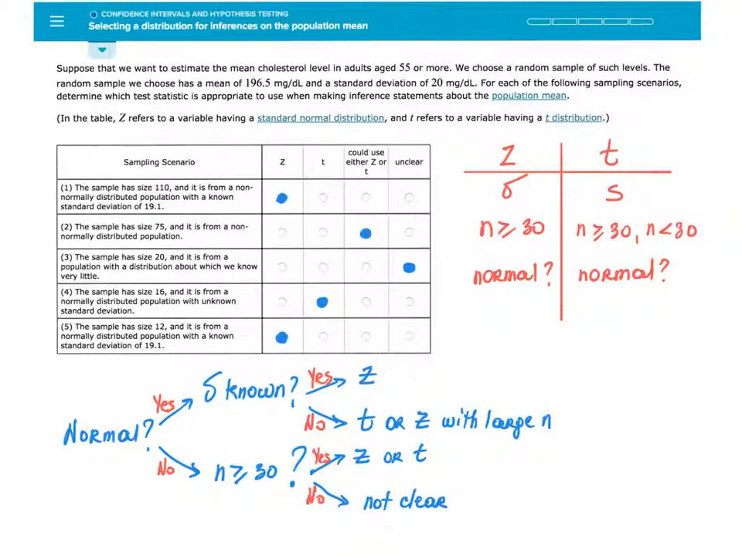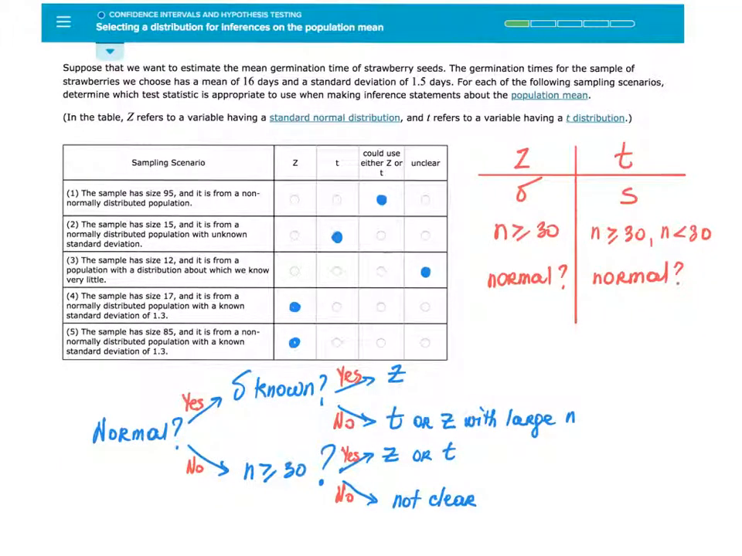Last scenario, the sample has size 12 and it is from a normally distributed population with a known standard deviation of 19.1. If we have a normally distributed population with a spelled out sigma, sample size 12 is not preventing us from going with a Z choice. Although Z or T could be chosen, Z probably is good because we have sigma. That sigma is a very important factor in this case, in addition to the normality of that population.